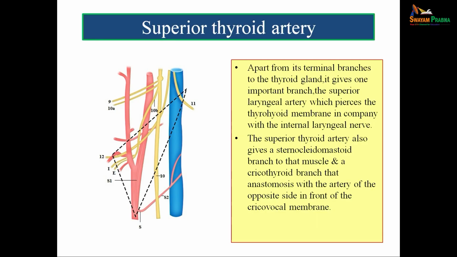Apart from its terminal branches to the thyroid gland, it gives one important branch, the superior laryngeal artery, which pierces the thyroid membrane in company with the internal laryngeal nerve.